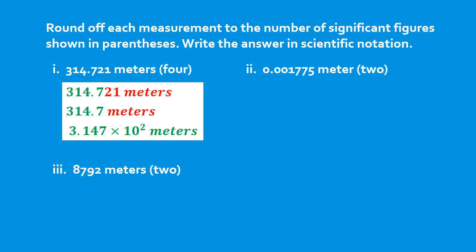In the second one, we want 2 significant digits. So the 1, 7 are our 2 significant digits in green.